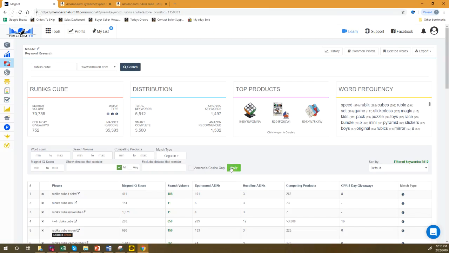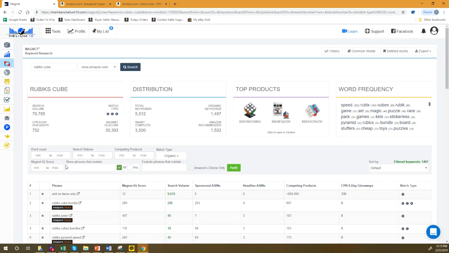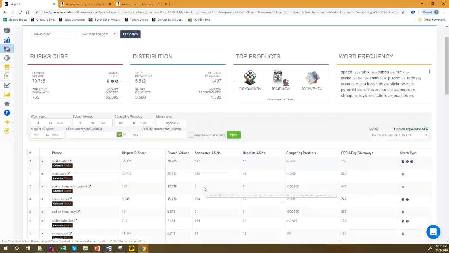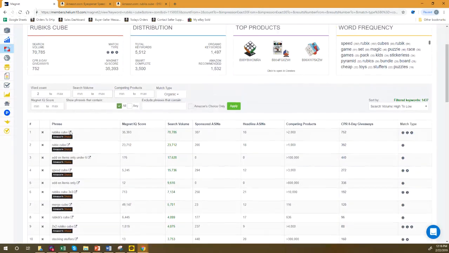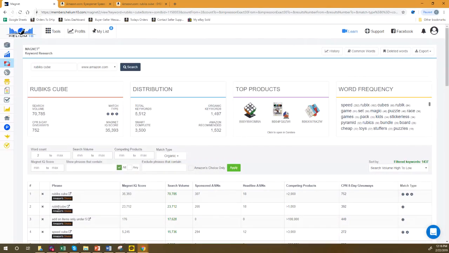I like to look for the ones that are organically ranked, with maybe high search volume. I also like words that are at least two words. Let's sort by search volume. Here we have Rubik's Cube, or Rubik's Cube, two different spellings. Let's say I was doing this one. This is a very, very competitive keyword. Look how many people are approximately estimated to be searching for it per month.